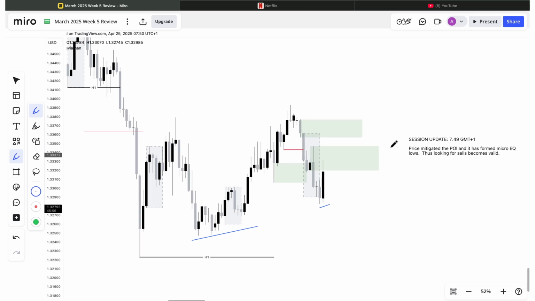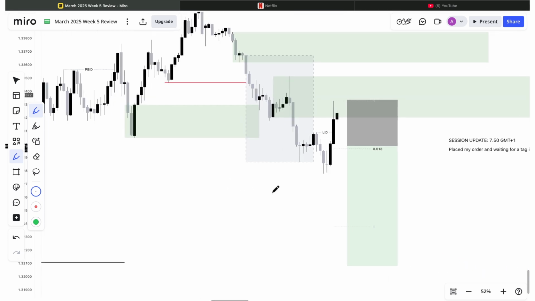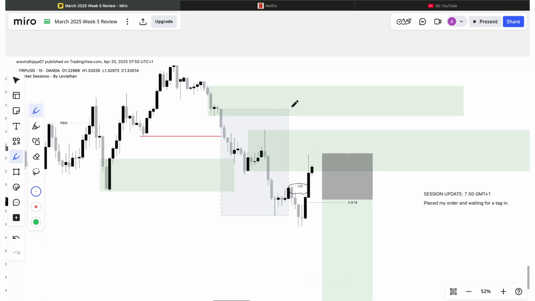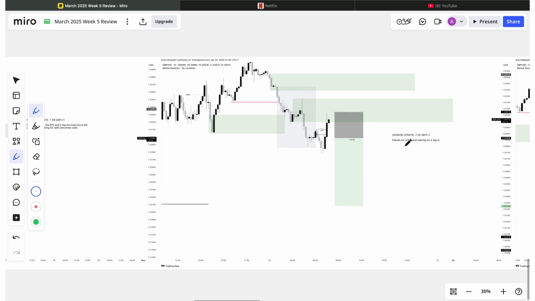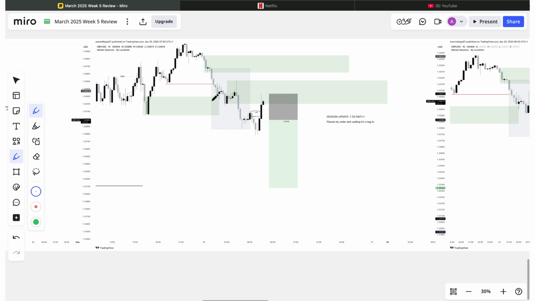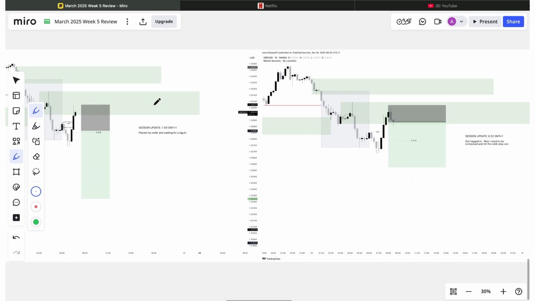Yeah, price at 7:49, price mitigated the POI with micro equal lows below and a major sell-side liquidity below. And I just wanted to follow the LC1 model. Because it was formed during the GHF session just before the Frankfurt Open, it is actually good. It's not a bad thing to do. If the same POI was formed during yesterday's New York session, then I'd wait for some more confirmation.